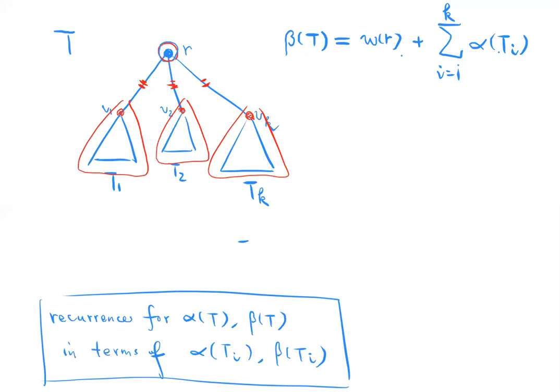Then similarly, we obtain it for alpha of t. So what is alpha of t? It either uses the root or does not use the root. So it will be the minimum of using the root, where we know it's beta of t, or not using the root.